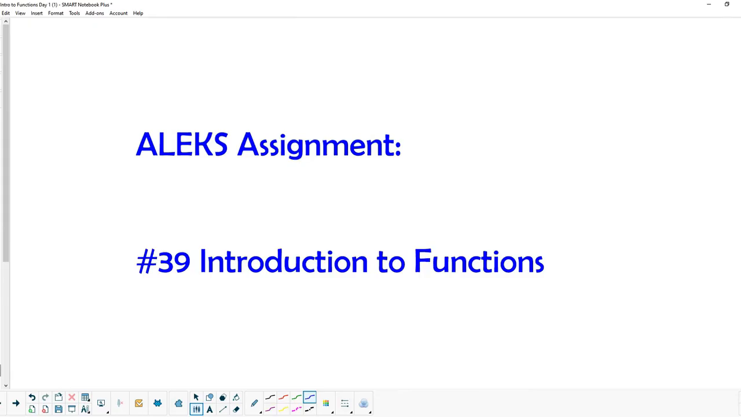So our assignment is number 39, Introduction to Functions on ALEKS. Grab a box paper and get to work. This looks pretty fun, doesn't it?